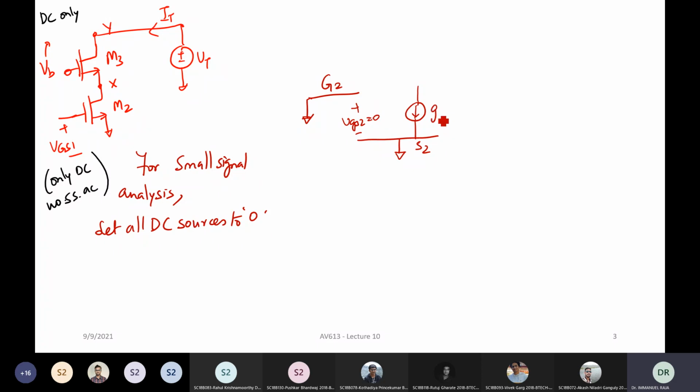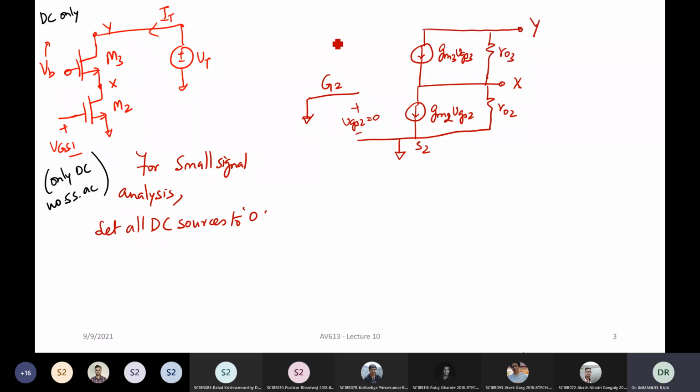And so what is this? GM2 times VGS2, and we have R02. This is the node X. On top of it, you have the next transistor, which is GM3 VGS3, and you have R03 here, and this is the node Y. Now this gate 3 is connected to a DC voltage source, but when we do small signal analysis, we set all DC sources to 0. So this is also at ground.